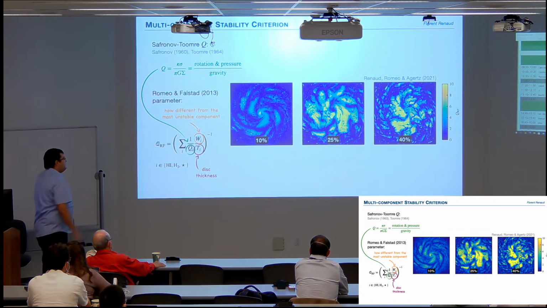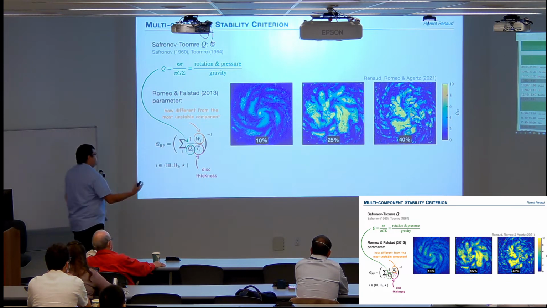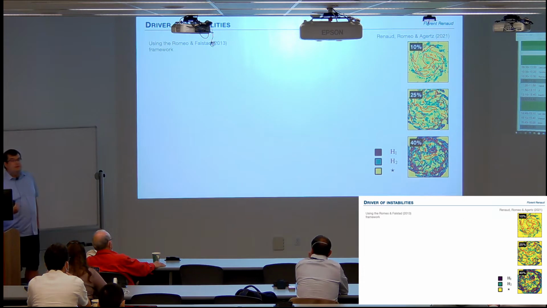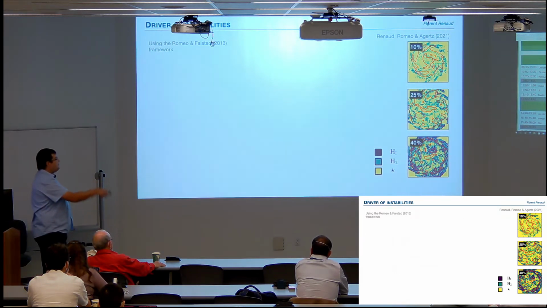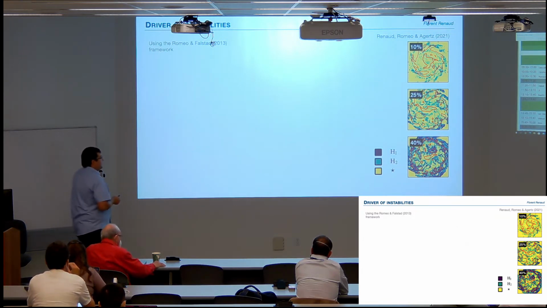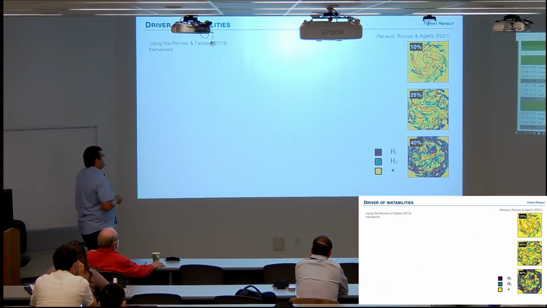We can study that. I think it's not the most important effect or the most interesting. What is much cooler is to look at what drives the instabilities. So here again are maps. If you are in yellow region, instabilities are driven by stars. In green, it's molecular gas, and in purple, it's atomic gas.